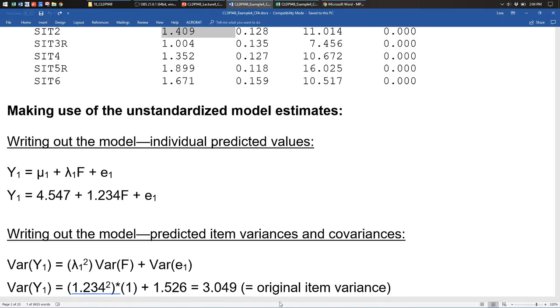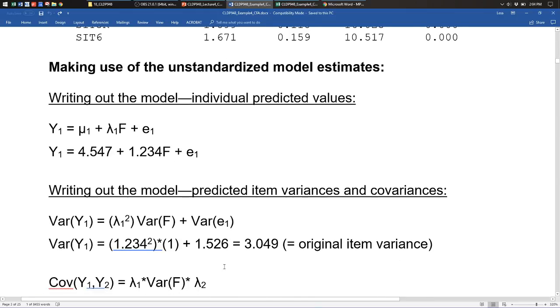So here's then what the model says in terms of getting back to the original data. You can predict for any person what their responses would be to these items based on an anticipated factor score. There's the formula. So for Y1, we take its intercept, which was estimated at 4.547, plus the loading, 1.234, times whatever value of the factor. And then we don't fill in anything for error because this is an expected value, and we don't know what error would be for an average person. It averages out to 0.